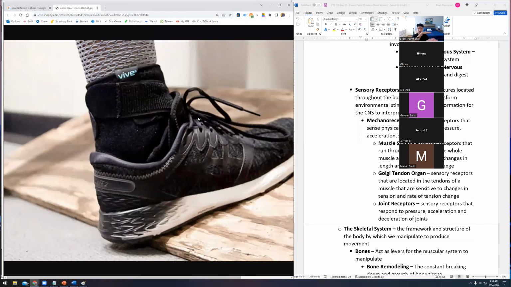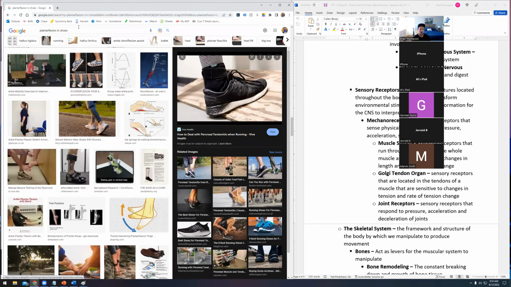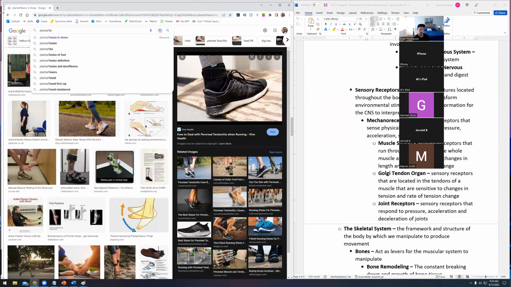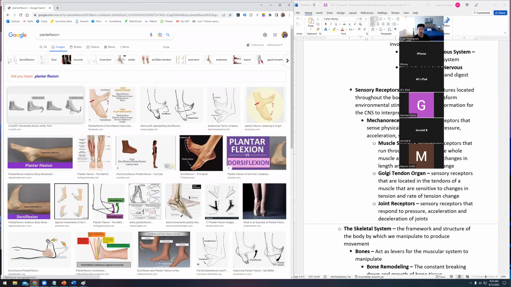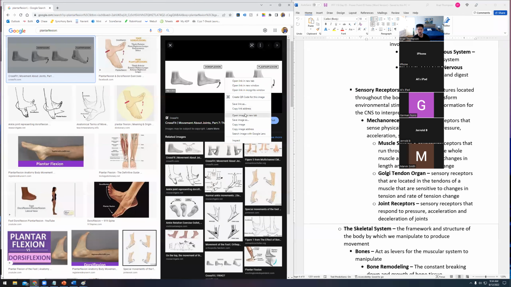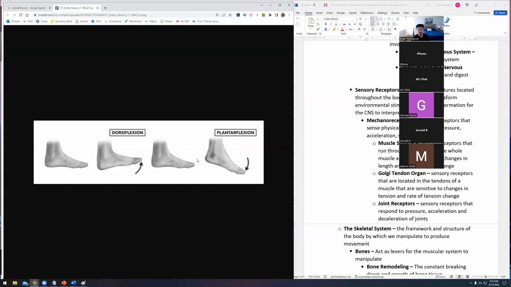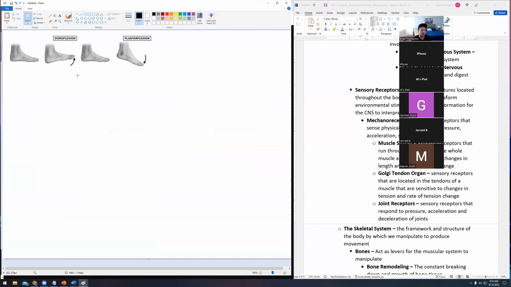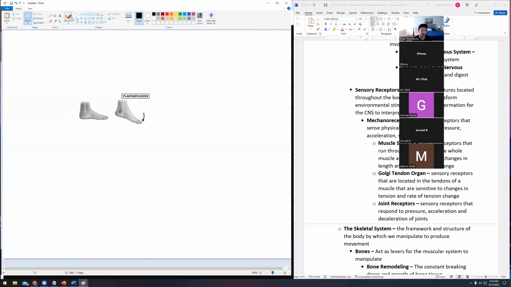And so then we're reducing impact, right? But the problem is that it ends up putting your foot a little bit in plantar flexion, right? Remember what plantar flexion is. That's pointing your toe away, right? So this is plantar flexion. So I'll make my own diagram. We'll do this. But imagine somebody who's in a shoe that looks like this, right? With this big old honking heel here.